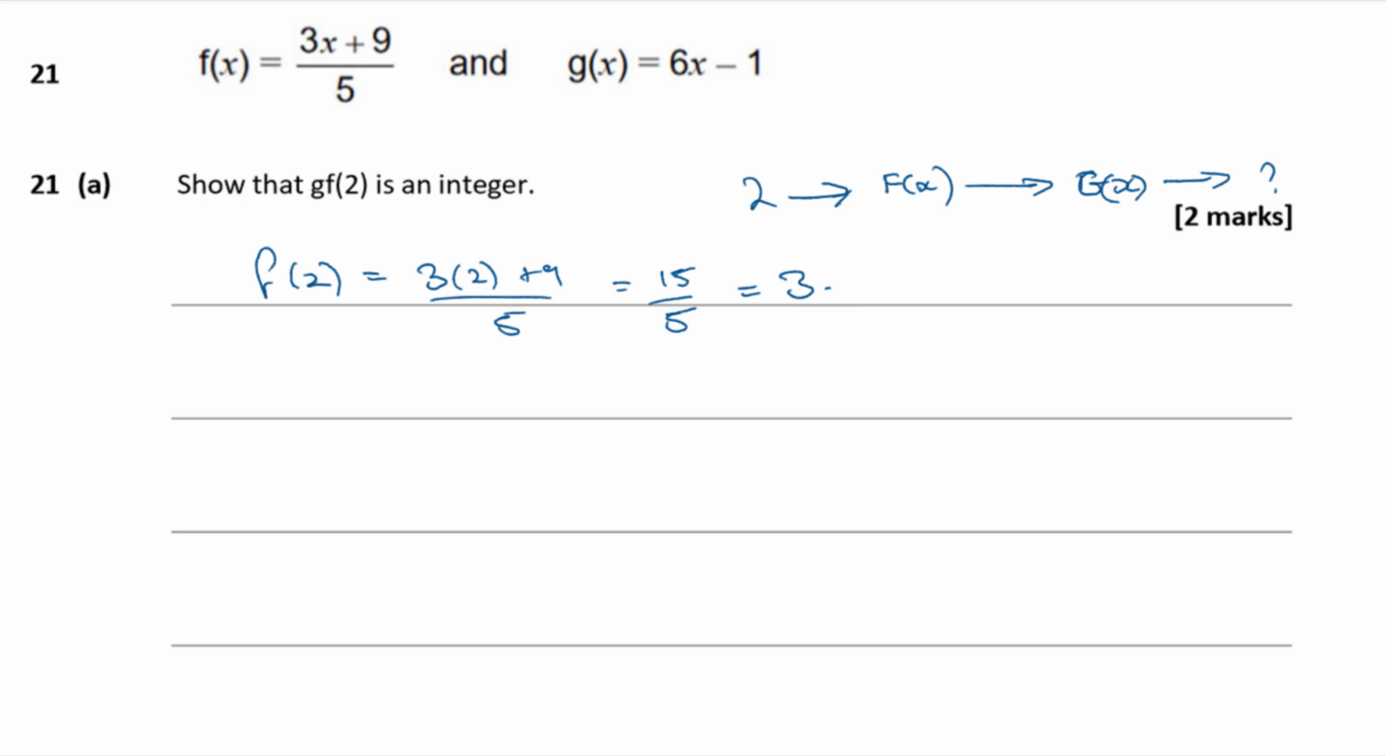Okay. So because 3 came out of f of x, that is what I'm feeding into g of x. So I'm working out now g of 3. So if I feed 3 into g of x, that's 6 lots of 3 minus 1, isn't it? So 6 3s are 18, take away 1, that's 17. So therefore, g of f of 2 is equal to 17. So I have shown it is an integer. Yeah, integer just means positive or negative whole number.